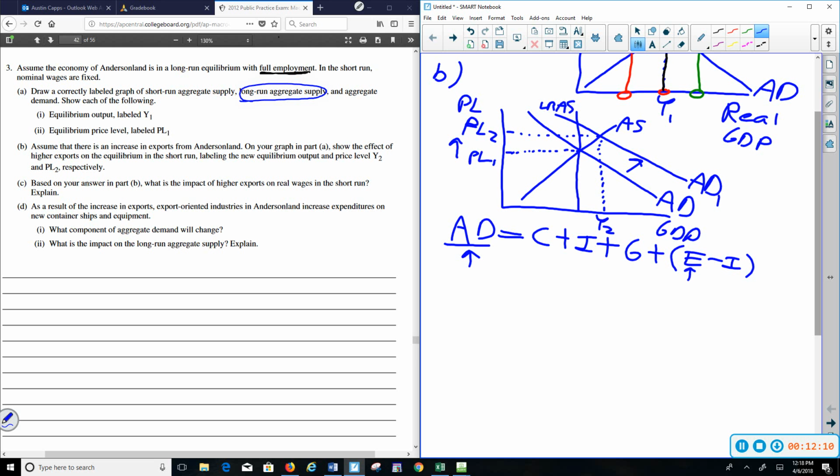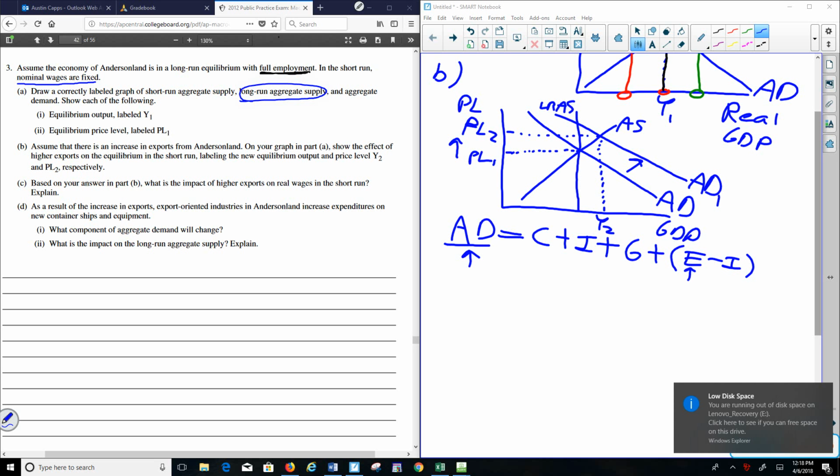Why is everything you want to buy more expensive? Because price levels in the economy have risen. We went from PL1 to PL2. Remember, as a note, the problem stated that nominal wages are fixed, meaning that just because the aggregate demand curve shifts to the right does not mean that the wage you get per hour increases. So before the exports went up, you were making $10 an hour, just for example, and after the exports go up, you're still just making $10 an hour. Your wages have not increased.